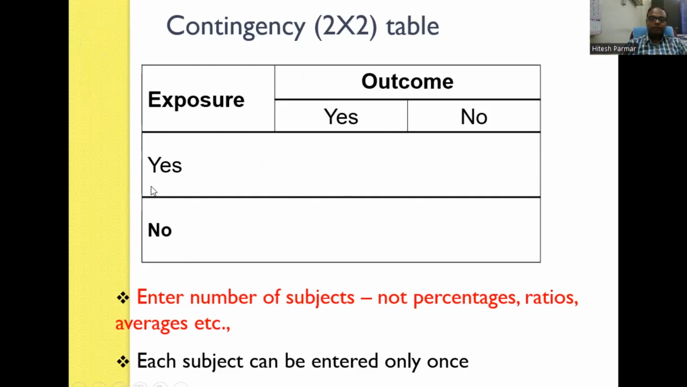When we apply the chi-square to two variables, it can be represented as a cross tabulation, known as a contingency 2 by 2 table, where we have exposure and outcome, each a nominal scale variable. We have yes, no kind of categories, and we are trying to study the association. It means we are studying whether the categories of exposure are associated with the categories of outcome or not.